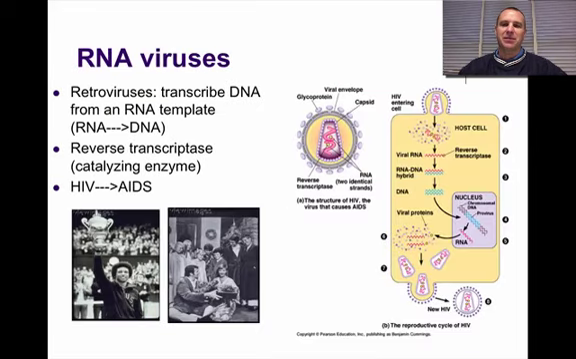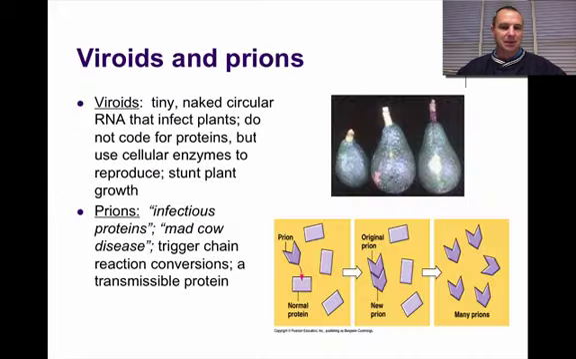Now, when we talk about RNA viruses, probably the most famous RNA virus is HIV. Human immunodeficiency virus, which causes AIDS. And the thing about RNA viruses, they actually transcribe DNA from RNA. They do a reverse of what we normally do. And it's really easy to remember if you think of that reverse, because what they use is reverse transcriptase. Reverse transcriptase actually takes RNA and turns it into DNA, which is kind of neat.